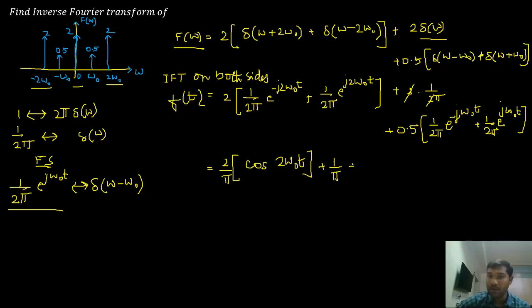And then finally here, e power j theta plus e power minus j theta by 2. So here I have 1 by 2 pi in common and multiplied by cos omega naught t. So this is my final answer.